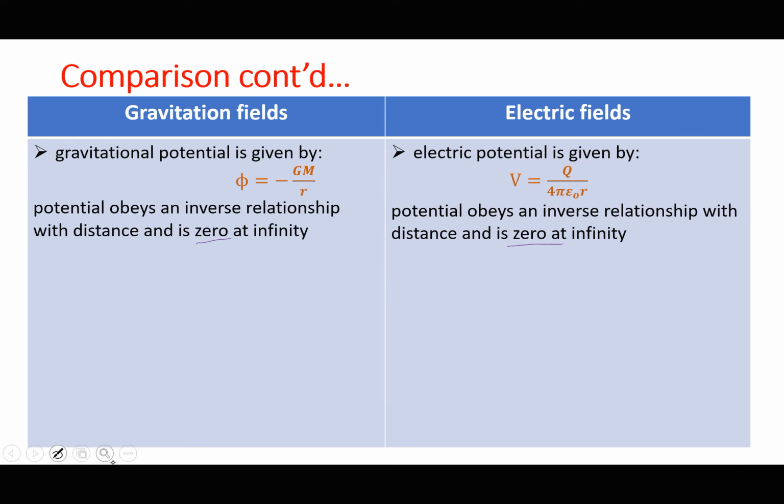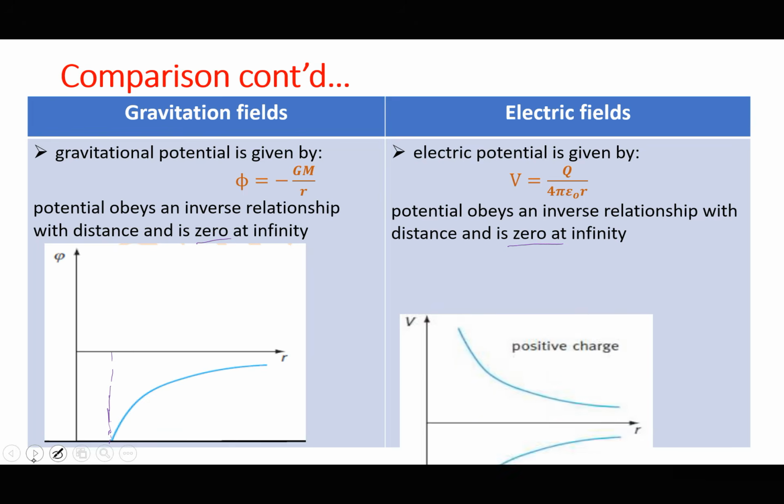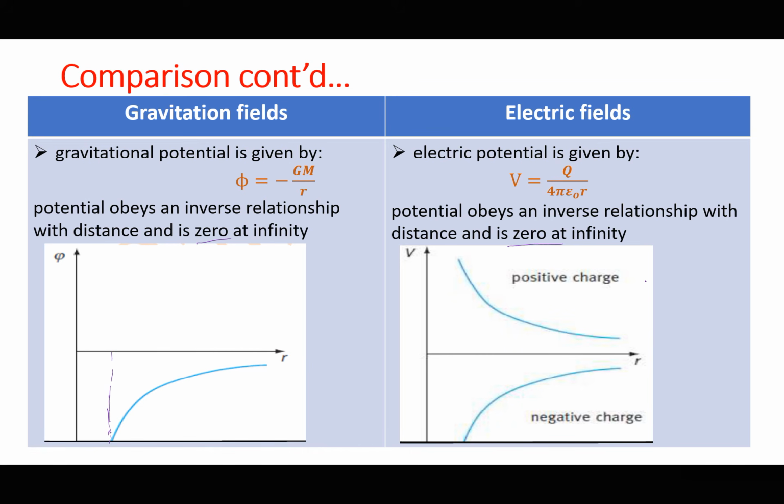If we look at the graphs for potential, since gravitational potential is always negative, the graph will be below the x-axis. Note that this is also from the surface, because we may not be interested in what is happening inside the mass right now. In a similar way, potential can be positive if the charge is positive, and negative if the charge is negative.